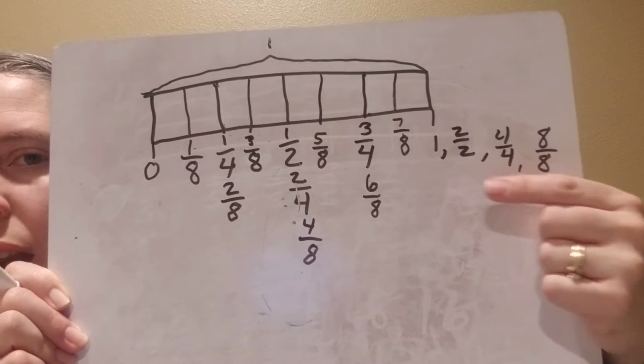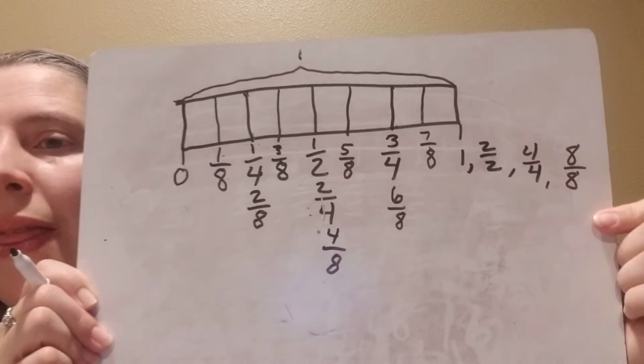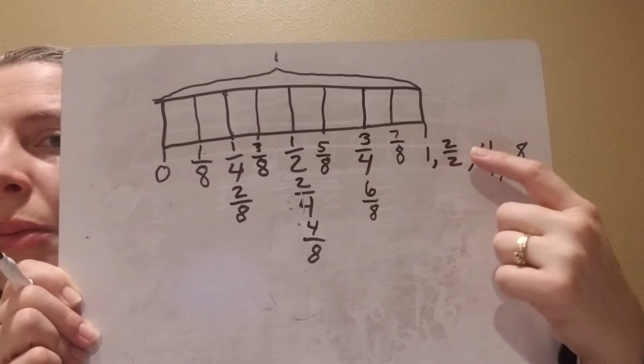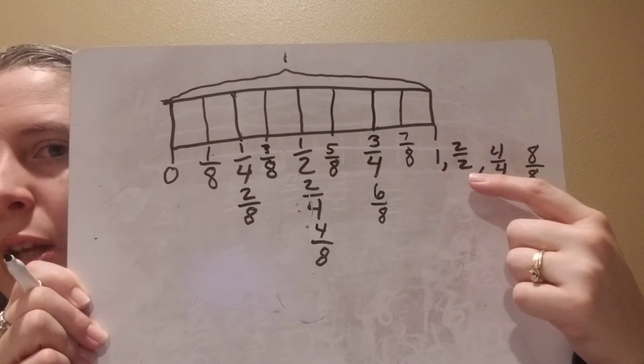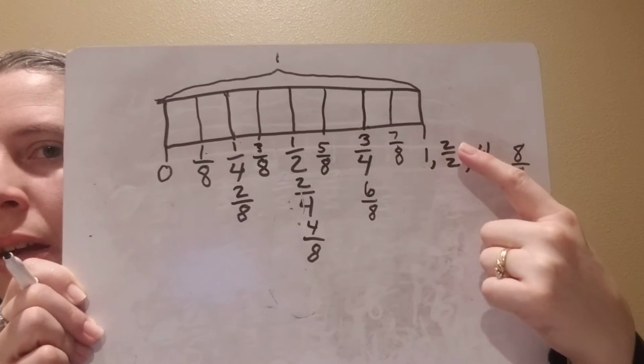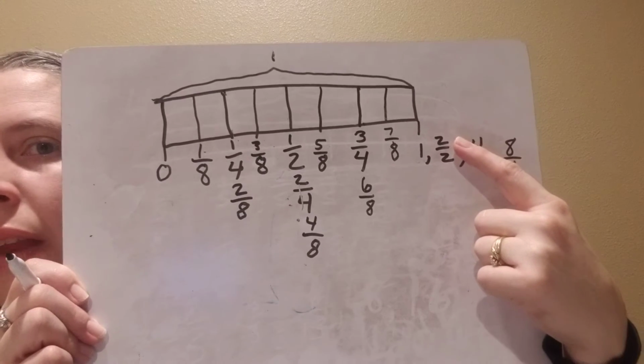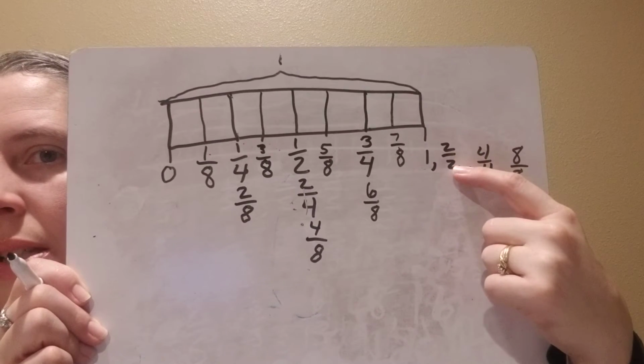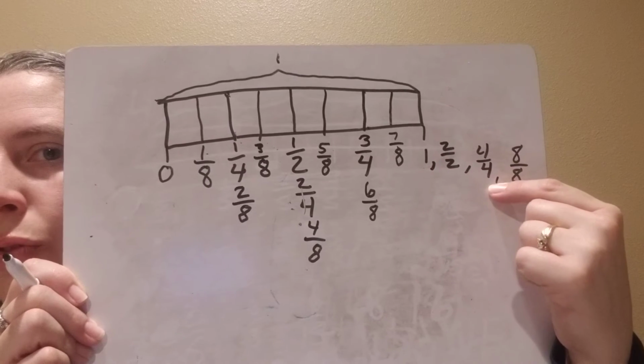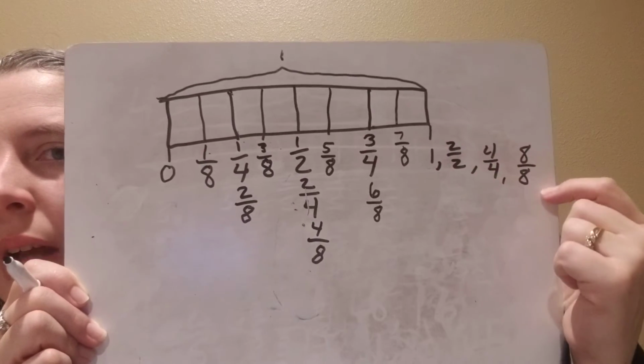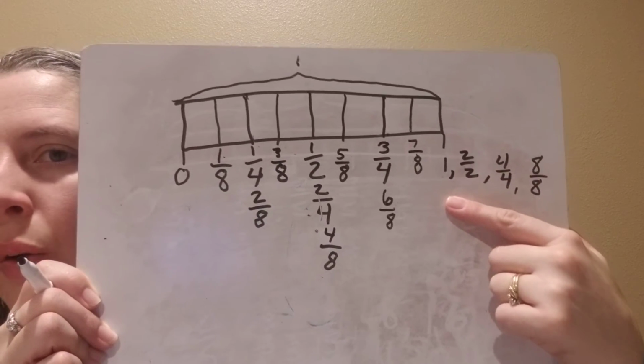The numerator and denominator are exactly the same. When that happens, you have 1 whole. It means you have all the pieces out of all the pieces that are possible. So this pizza or box, whatever I have, had 2 pieces, and I have all 2 pieces. That means I have 1 whole. 4 out of 4 pieces, 1 whole. 8 out of 8 pieces, 1 whole.